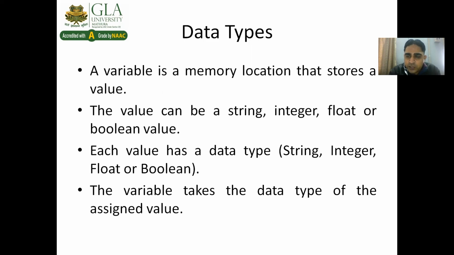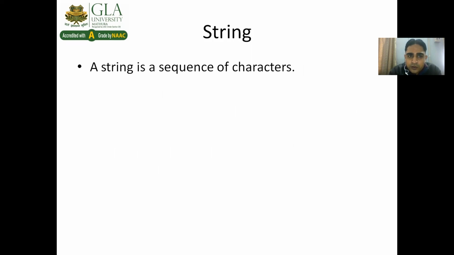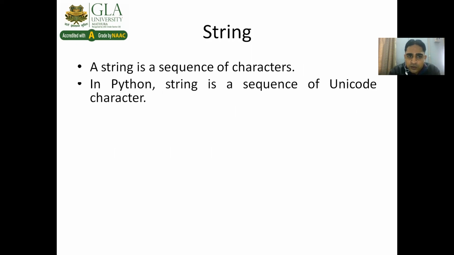We talked about this in the previous lecture as well. So what actually is a string? A string is a sequence of characters. In Python, a string is a sequence of Unicode characters. Unicode characters are different from ASCII characters, because ASCII contained only English alphabets, digits, and special symbols. In Unicode, we have characters from all or many languages, like Chinese, Japanese, and so on.